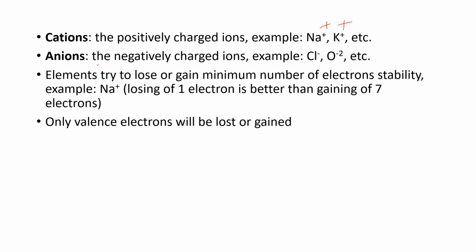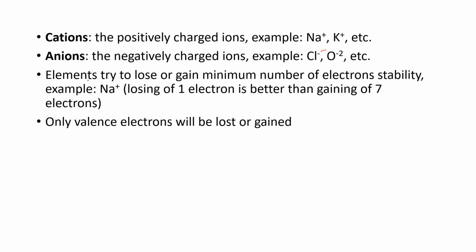Next are the anions. Anions are the negatively charged ions, for example chlorine, oxygen, and so on. They are going to accept electrons from other atoms, whether metal or anything else. So they gain electrons, and they get the negative charge.